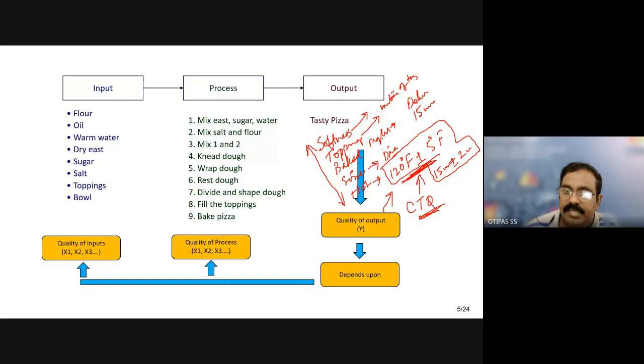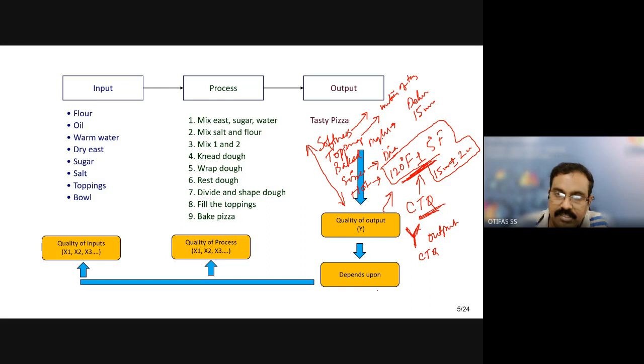Now you have learned two words for the output. One is what we call Y. If someone writes Y in the Six Sigma parlance, what does it mean? Output. And CTQ means the same. So for output, you can write Y and you can write CTQ.